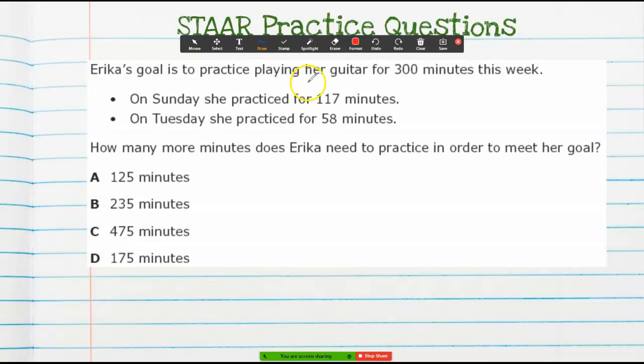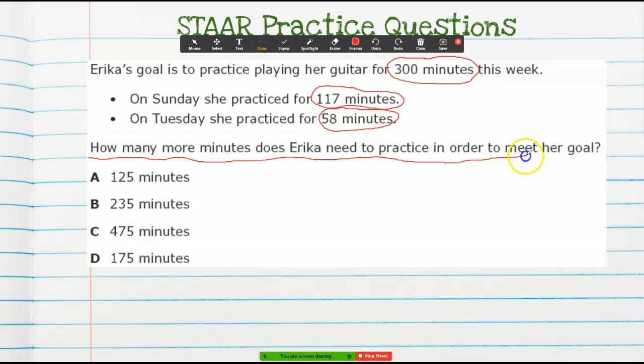Erica's goal is to practice playing guitar for 300 minutes. On Sunday, she practiced 17. On Tuesday, she practiced 58. How many more minutes does Erica need to practice in order to meet her goal?